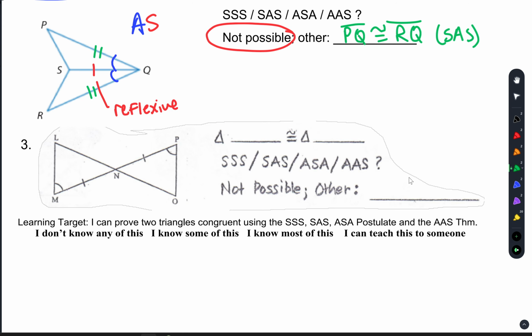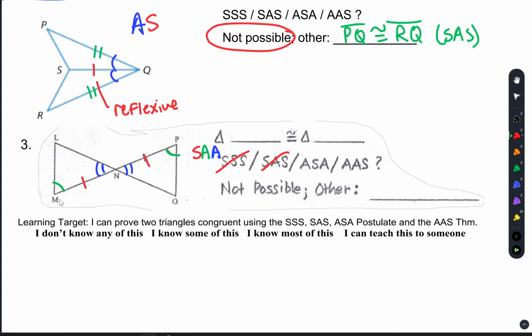Okay, one more. Let's talk about what I already have. I have a side. I have an angle. What else do I have in here? Casper? I have vertical angles here and here. So I know by process of elimination it can't be SSS, can't be SAS. Which one do I have, ASA or AAS?